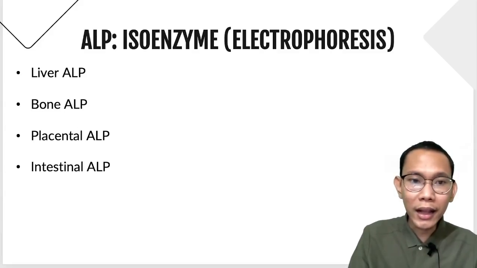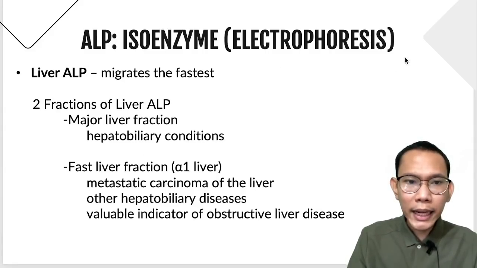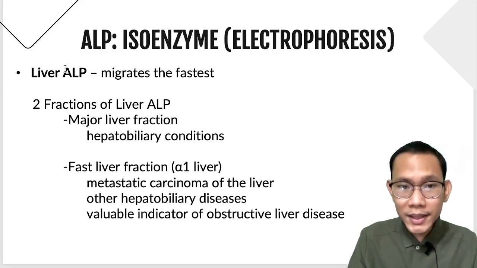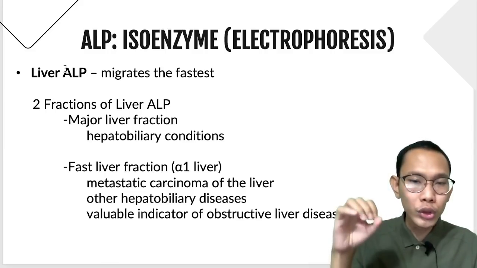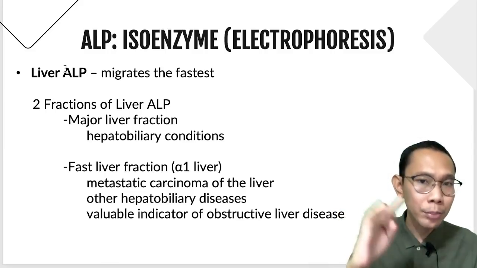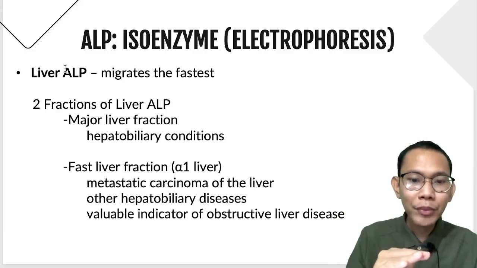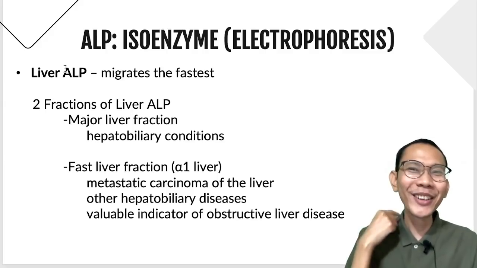Unahin muna natin ang liver ALP. Sa electrophoresis, nagmamigrate unang-una ang ating liver ALP. Your liver ALP migrates the fastest sa ating electrophoresis. The liver fraction migrates the fastest, followed by your bone, placenta, and your intestinal fraction. Again, una ang liver, followed by the bone, followed by the placenta, and lastly, your intestine, LBPI. Yan yung mnemonic ko dati.